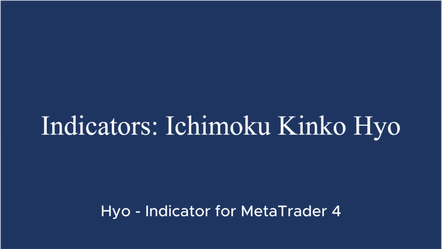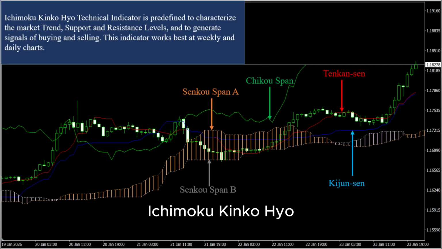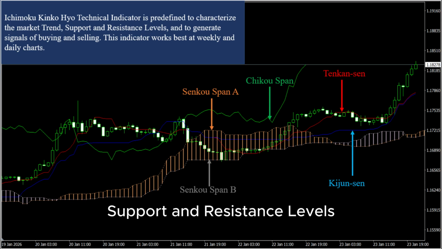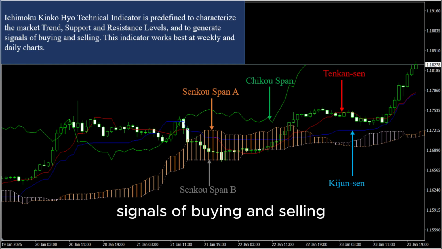Ichimoku Kinko Hyo, indicator for MetaTrader 4. Ichimoku Kinko Hyo technical indicator is predefined to characterize the market trend, support and resistance levels, and to generate signals of buying and selling. This indicator works best at weekly and daily charts.